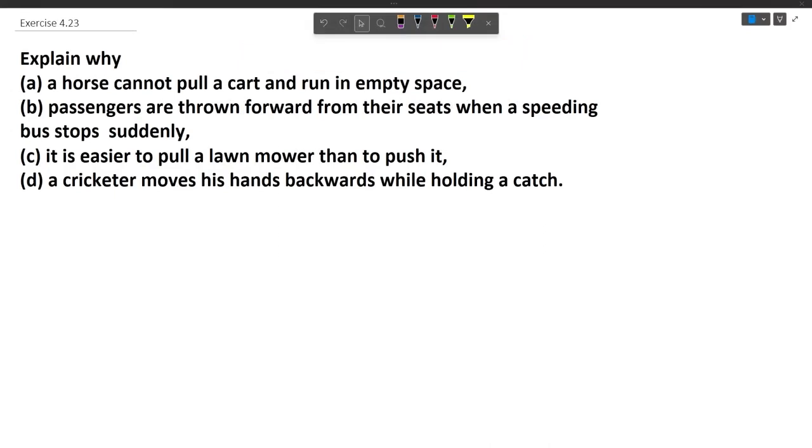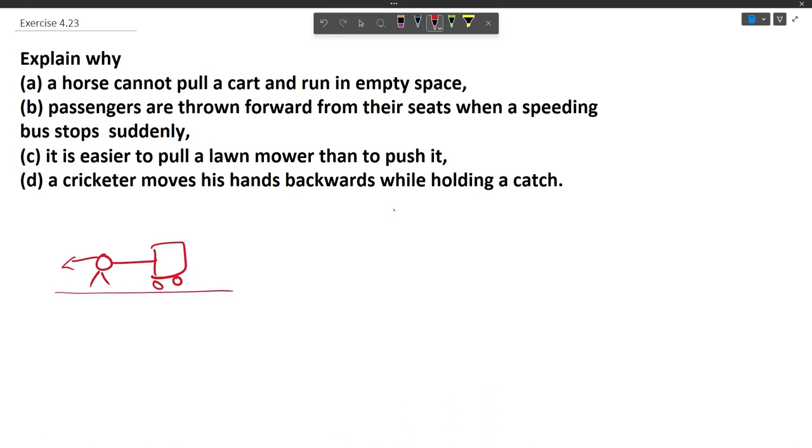The question says: explain why a horse cannot pull a cart and run in an empty space. So for a horse to propel the cart, let's assume that this is the horse and this is the cart that is being pulled by the horse. At first, let us assume that there is a ground. It is not an empty space.